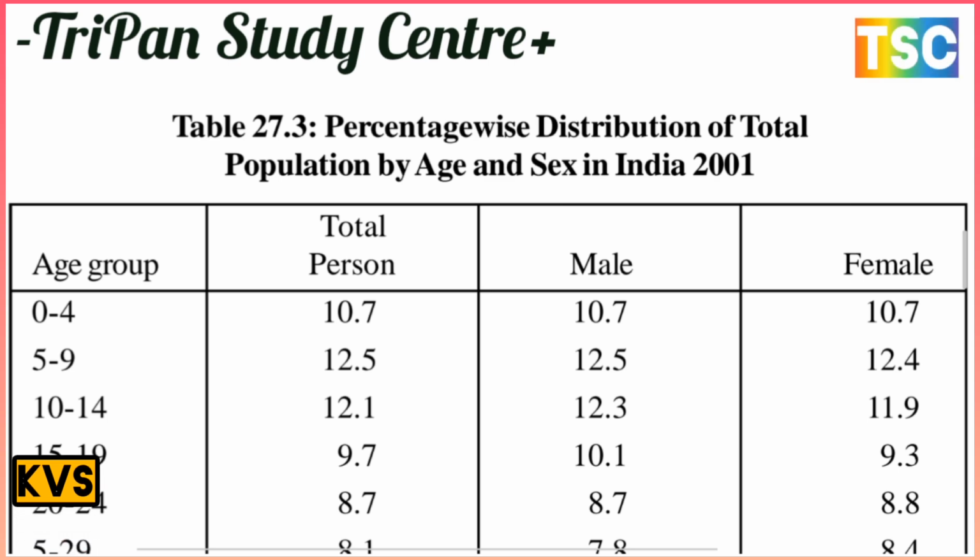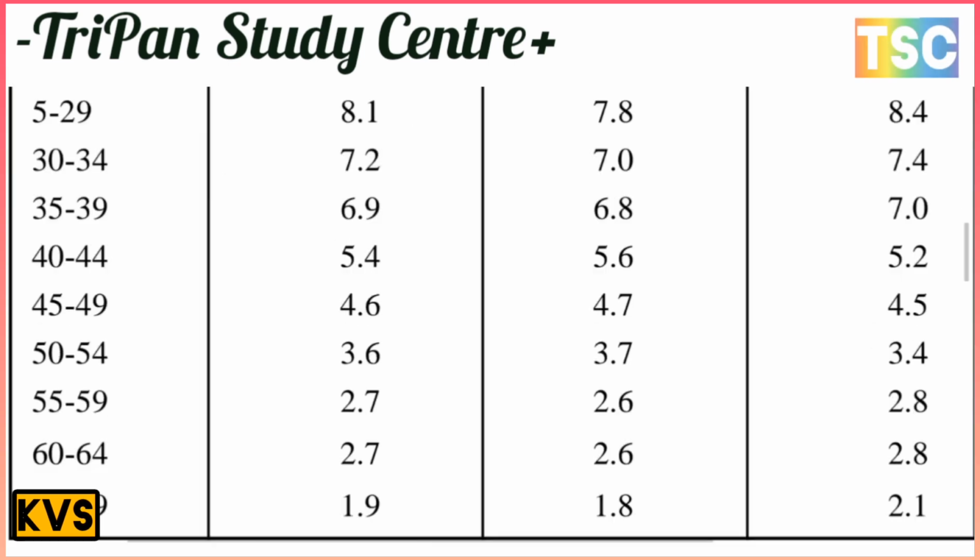9.7 and 2024 is 8.7. But the next, 25 to 29, is 8.1 total, but male is 7.8 and 8.4 the female. There is a most important point here. The female is high here.